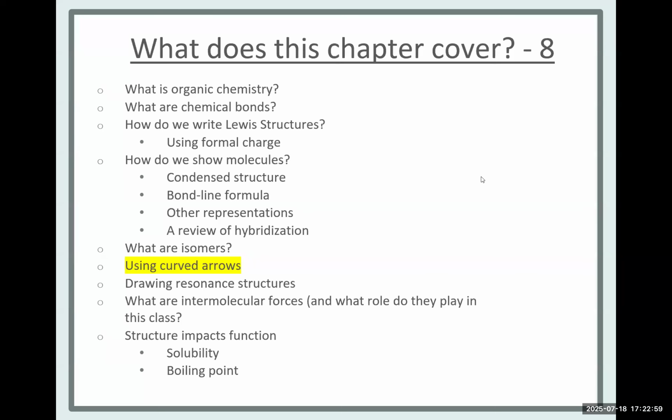Okay, so we're about to talk about curved arrows. I want to take a minute to pause and say this chapter has been a lot, so I kind of want to review it. And I also want to validate any feelings you're having.